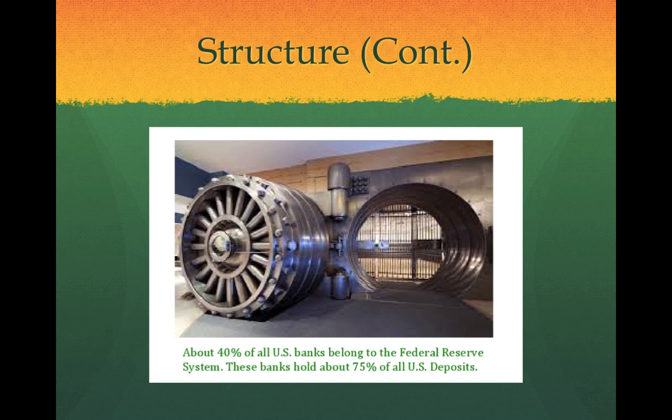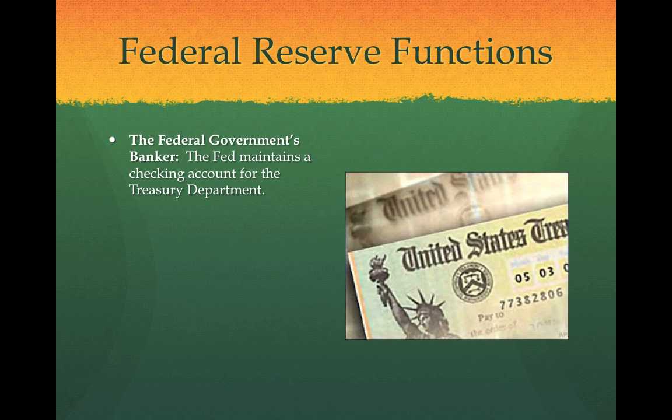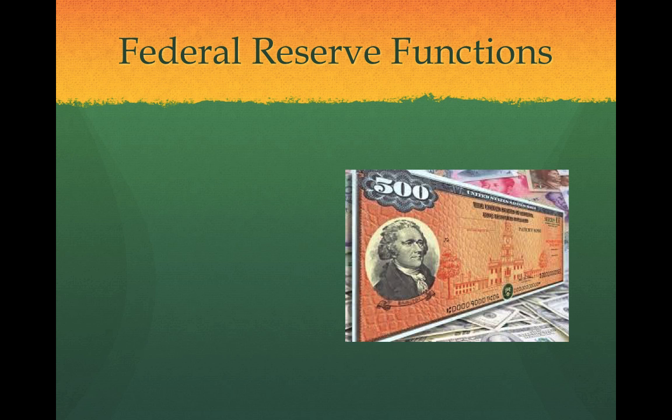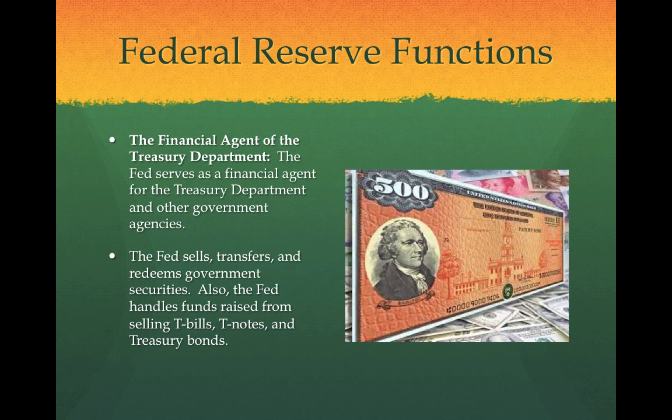About 40% of all banks belong to the Federal Reserve and hold about 75% of U.S. deposits. The Fed is the federal government's banker, maintains a checking account for the Treasury Department, processes important payments for Social Security and IRS refunds and major things like that. And it is the financial agent of the Treasury Department, okay, and other government agencies. And it sells, transfers, and redeems government securities, as well as handling funds from T-bills, T-notes, and Treasury bonds.